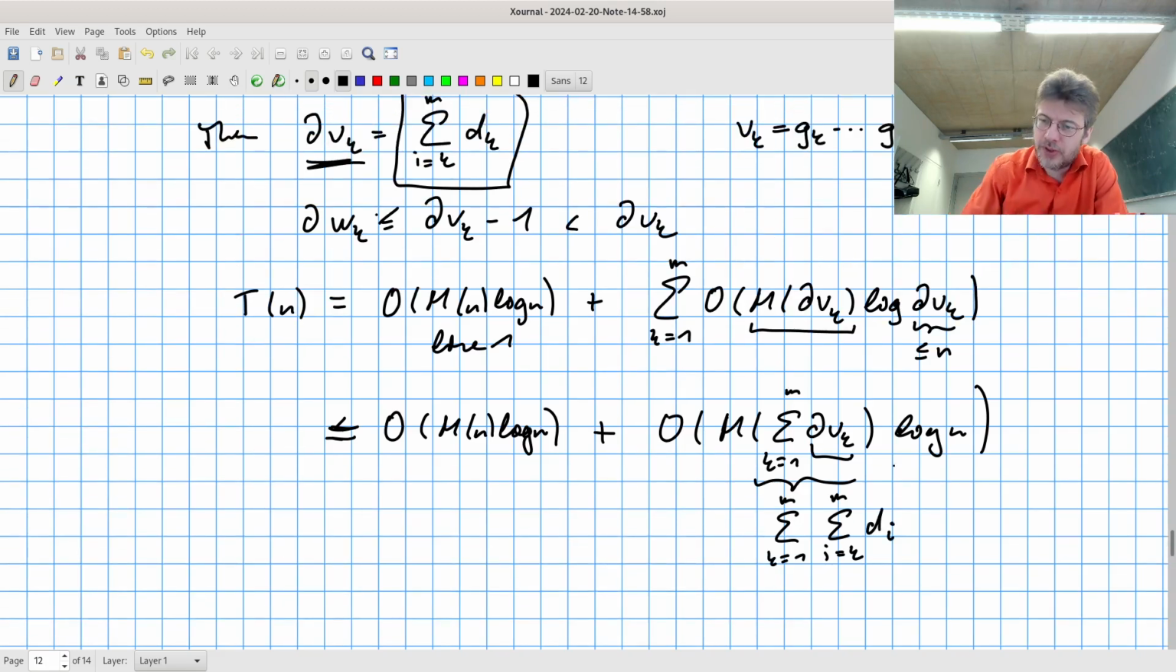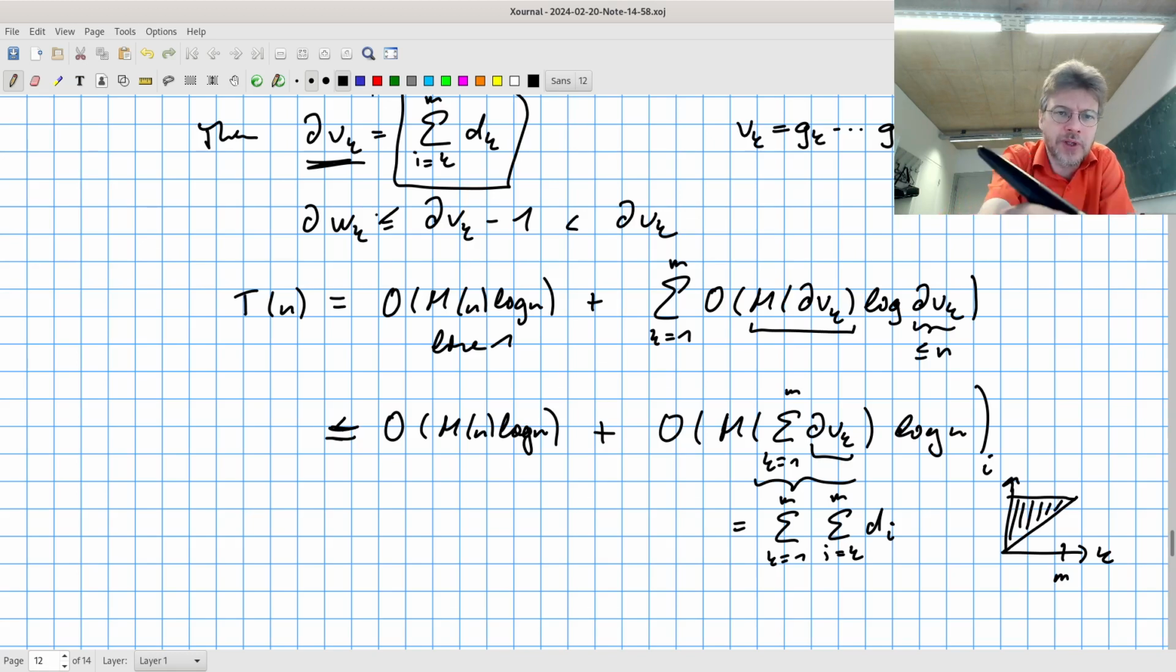Now I want to flip the order of summation. I have to be a bit more careful here because this starts with k, so I always draw a picture, otherwise I get it wrong. Let's say here's k running and here's i running. They both run from 1 to m, and for every specific k, the i runs from k to m. So the outer sum runs from here to there, and for every index of the outer sum, the inner sum runs from here to there.